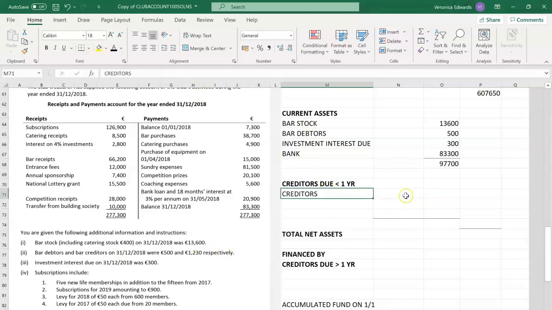So that's money owed, and it will certainly have to be paid off within the next year. So that meets the definition of a creditor due within 1 year. Okay, a current liability, otherwise known as. Is there anything else down here that strikes us?